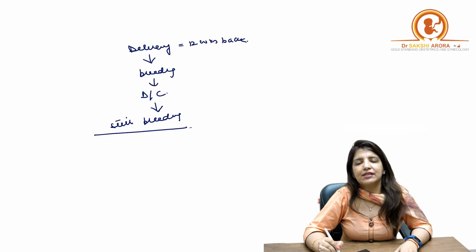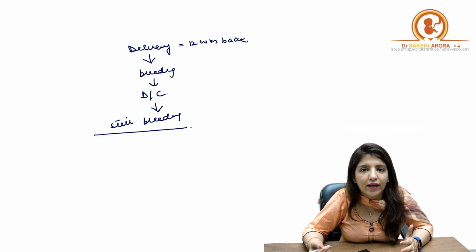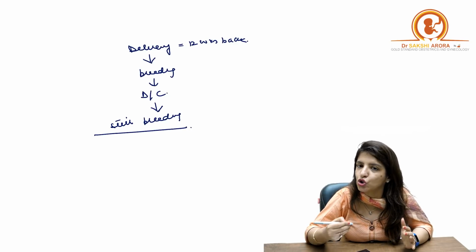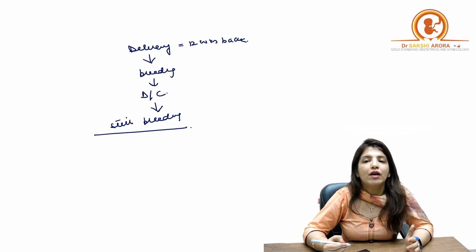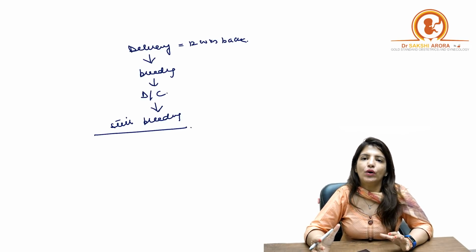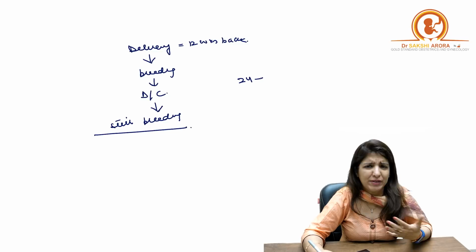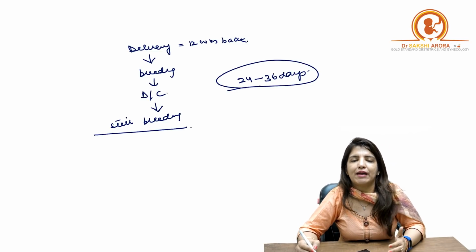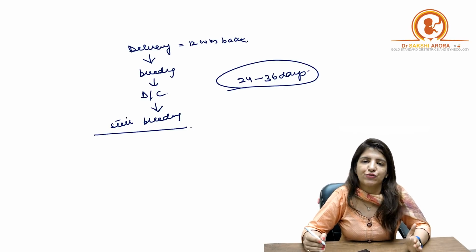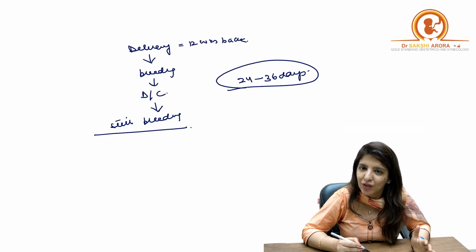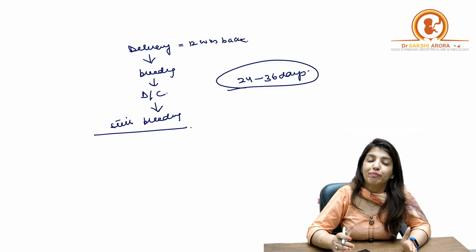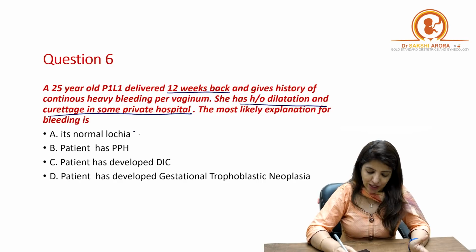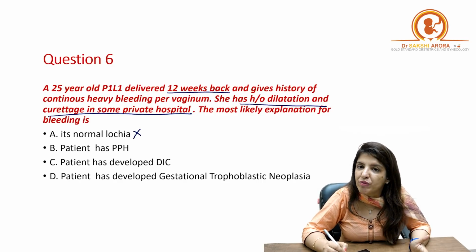Now, can you say that this is a case of normal lochia? No, this is not normal. This is something which doesn't happen normally. This is not lochia. Why? Because maximum, lochia is seen up till 24 to 36 days. That's maximum. Beyond 24 to 36 days after delivery, lochia is not seen. Right? Now, in this case, for the past 3 months, she is bleeding. So, definitely it cannot be lochia. That's ruled out. Number 2, is it a case of PPH?